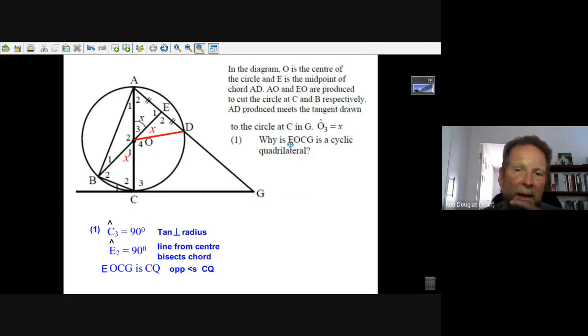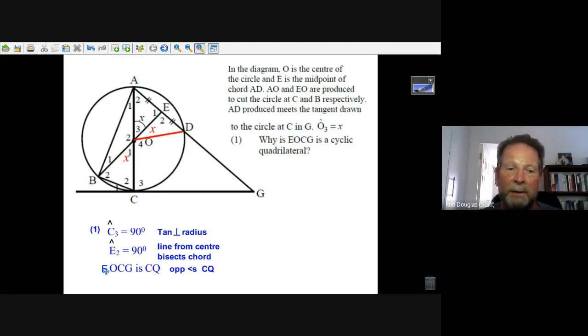Now they say, why is EOCG a cyclic quadrilateral? Well, here's the reason. C3, this angle here, the tangent is perpendicular to the radius, so it's got to be 90 degrees. Now, E2 has to be 90 degrees, and the reason is because it's a line from the center that goes to the midpoint of the chord. A line from the center that bisects the chord.